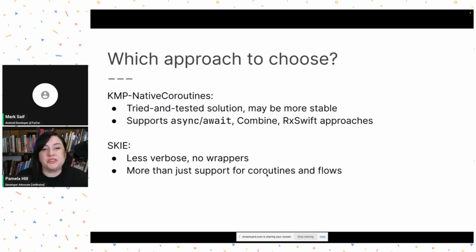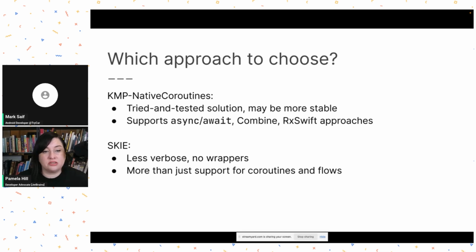So what approach should you choose? Should you use KMP native coroutines or should you use Sky? KMP native coroutines is a tried and tested solution. It's been around for a while, and it may be more stable than Sky. It also supports async await, Combine, and RxSwift approaches. So if your iOS application already perhaps uses Combine, then maybe KMP native coroutines is a better solution for you. Sky is less verbose.